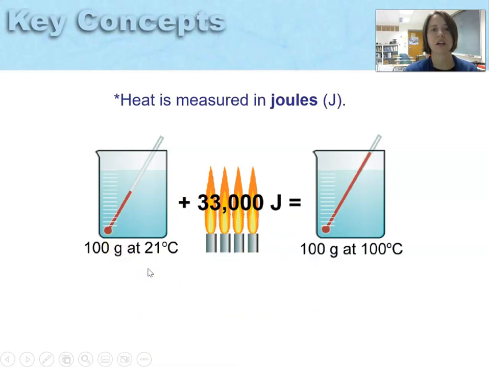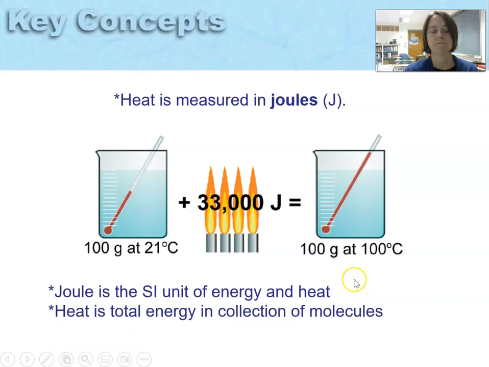So let's look at this. Let's say I have 100 grams of water at 21 degrees Celsius. I'm going to add 33,000 joules, and then I get 100 grams of water at 100 degrees Celsius. You can see that the temperature changes and the heat changes. So this has a higher average kinetic energy of molecules, and it also has a higher total energy in those molecules.